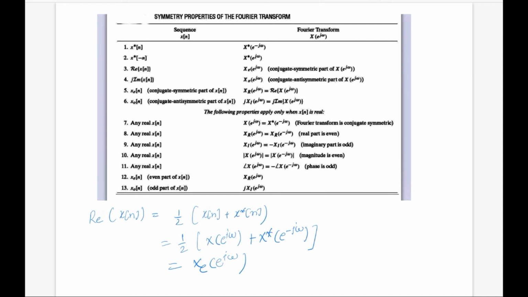So going over the other properties, similarly for the imaginary part of the signal, you can find the Fourier transform, the even part, the conjugate symmetric part, the conjugate asymmetric part, any real x, and so on, and for the even and odd part. So if you keep these properties handy, it's very easy to solve complex problems. Actually, these are the use cases of the symmetric properties of Fourier transform.